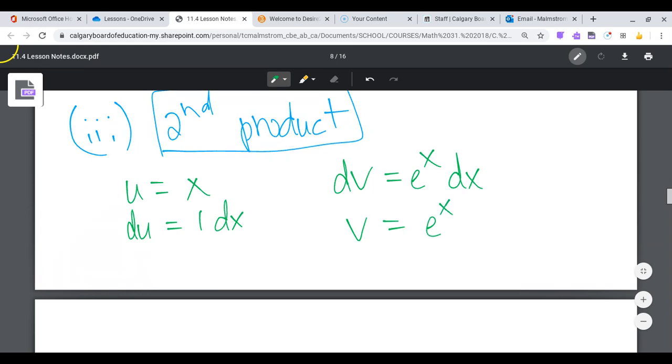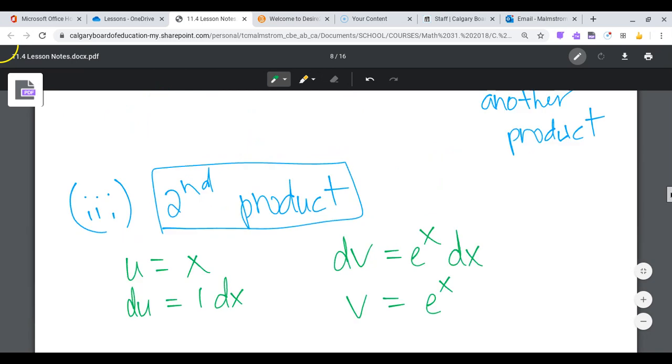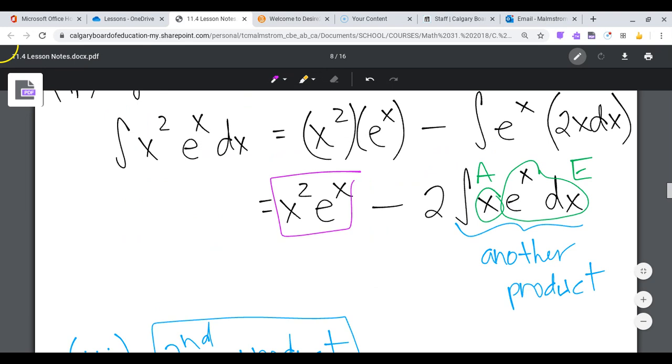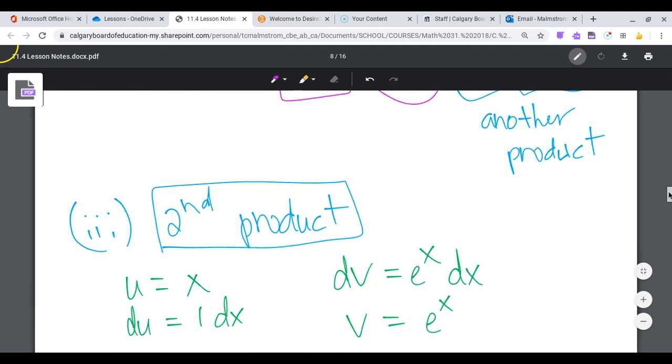Okay, so these second products are a little tricky. You have to keep yourself organized because you still need the front part. So please don't forget this part. And then you're going to have to subtract 2 times the part that we're going to redo the whole rule on, which is a bit crazy.